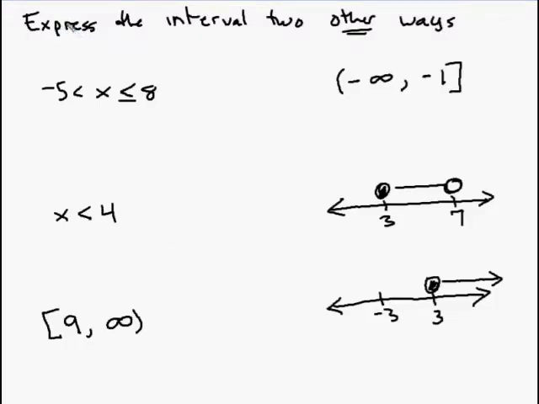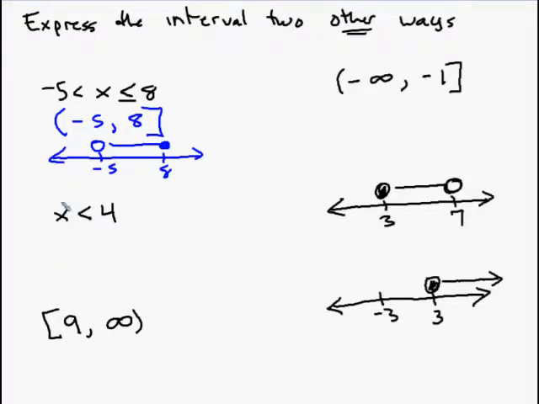All right, so in your textbook or on a quiz or something, you might have something like this: express the interval the 2 other ways. So this is inequality symbols. So the other 2 ways would be interval notation. So I don't include the -5, and I do include the 8. So (-5, 8], with a bracket on the 8 because we include it. And then on a number line, -5, 8, and then open circle, closed circle, connect.